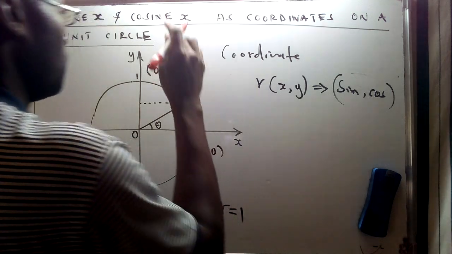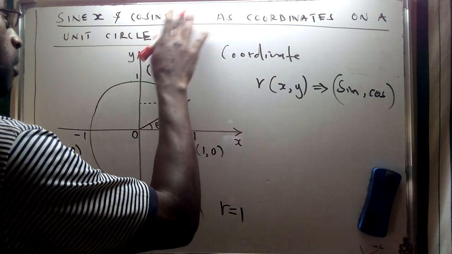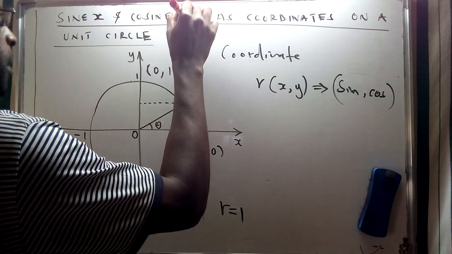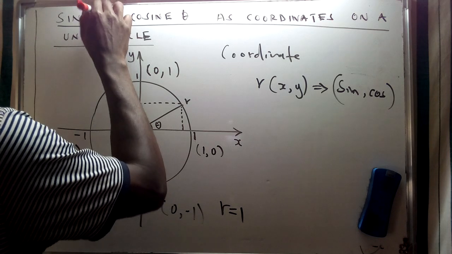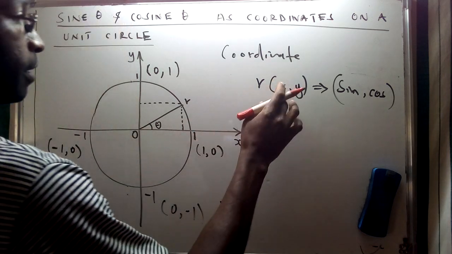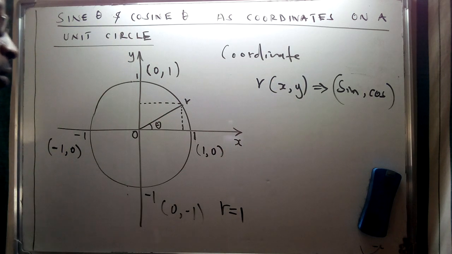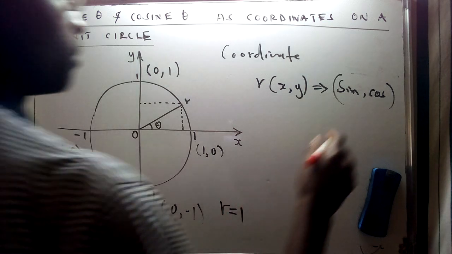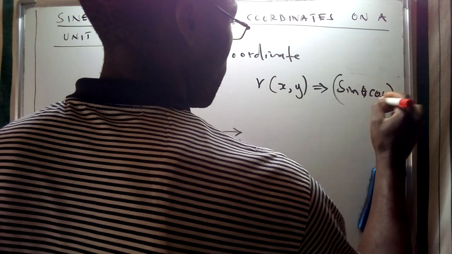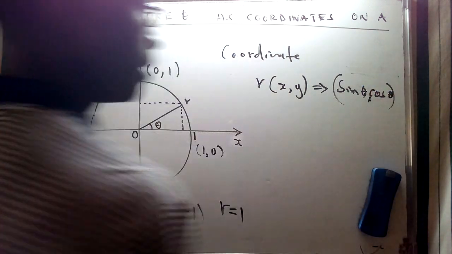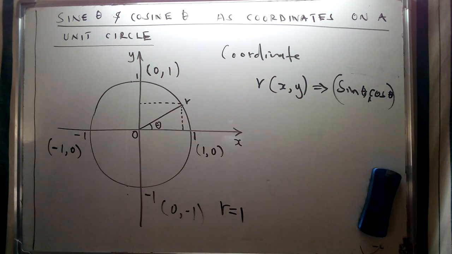I've already used x here, so I might change this one in order to create the difference between this one and the x-axis. So these are going to represent the cosine of theta and the sine of theta in that specific order for the x and y axis.